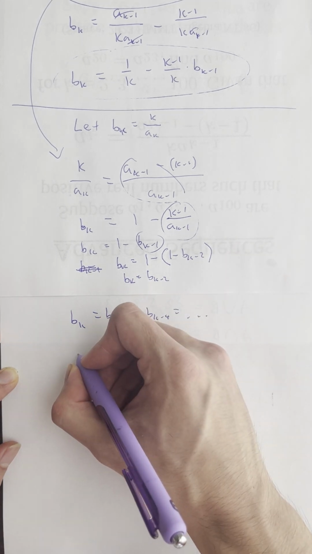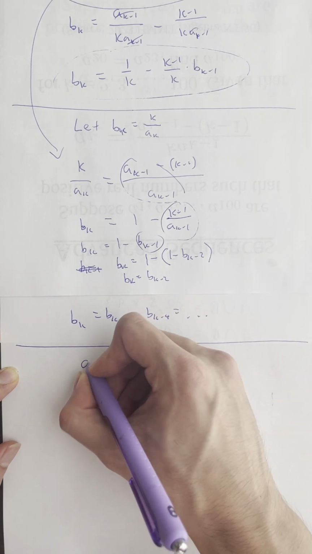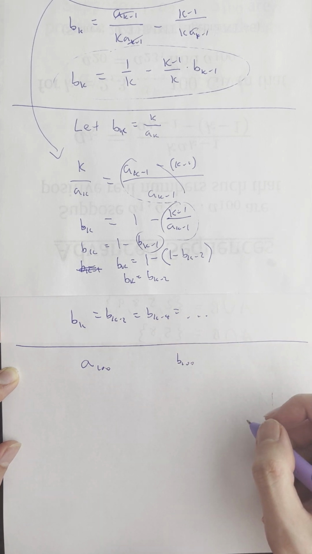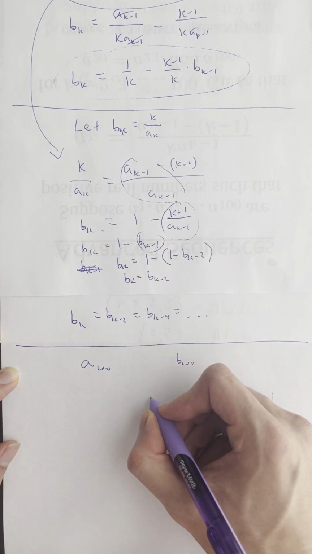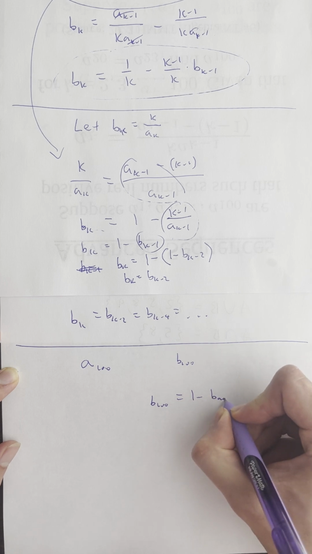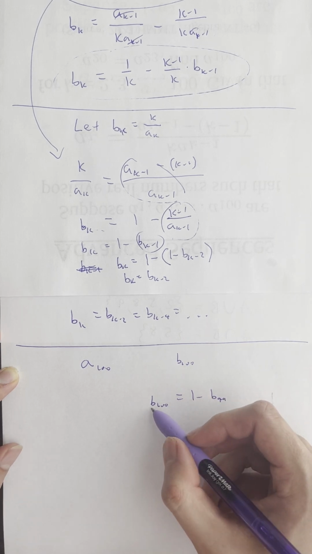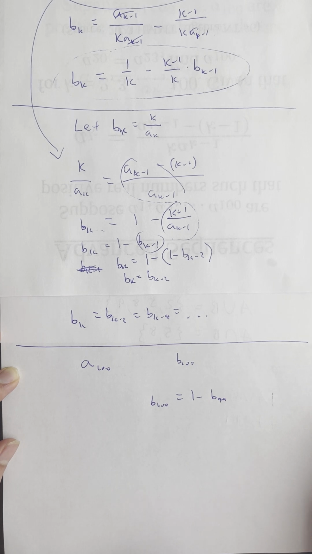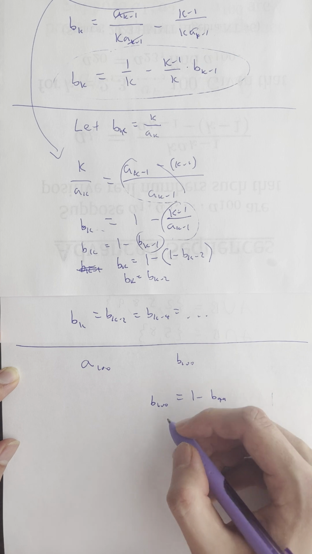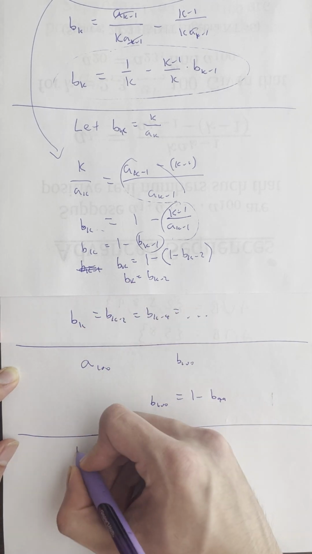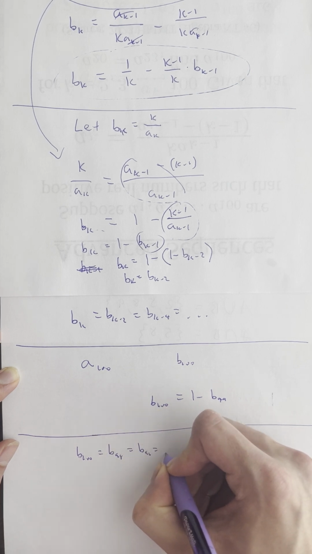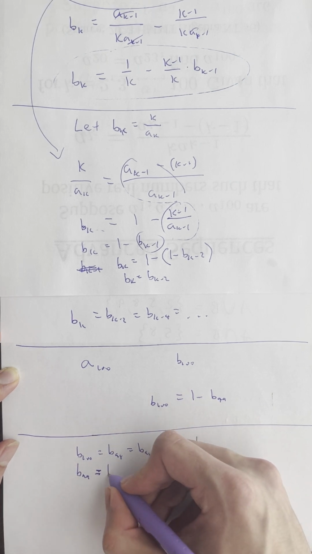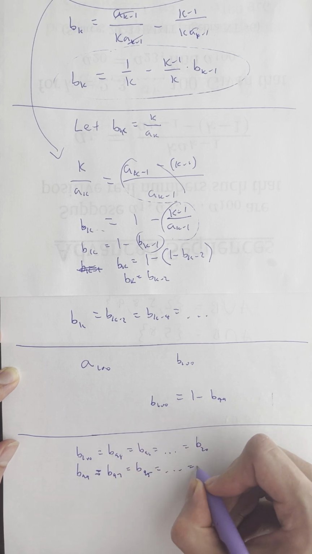So now we want to find A100. If we can find B100, we can also find A100. From this equation, we have B100 is equal to 1 minus B99. And if we can get another equation with B99 and B100, then we can solve the system of equations to get B100. Since B100 is equal to B98 equals B96 equals and so on down to B20, and B99 is equal to B97 equals B95 equals and so on down to B23.